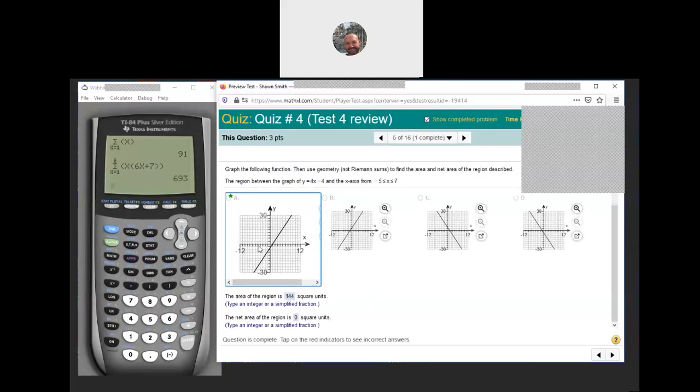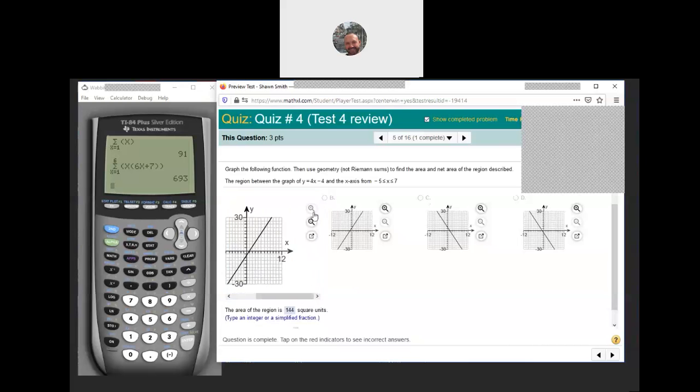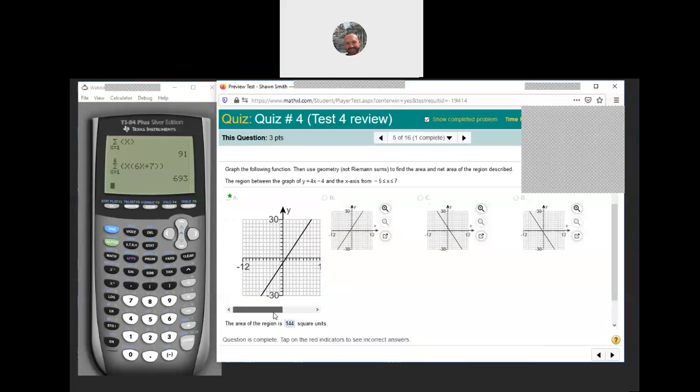All right, so -5, 1, 2, 3, 4, 5, and goes down to here. Looks like every tick mark is worth 3. 1, 2, 3, 4, 5, 6, 8, 9, 10. Yep, 3. So that would be right there. So that'd be a -24, right?